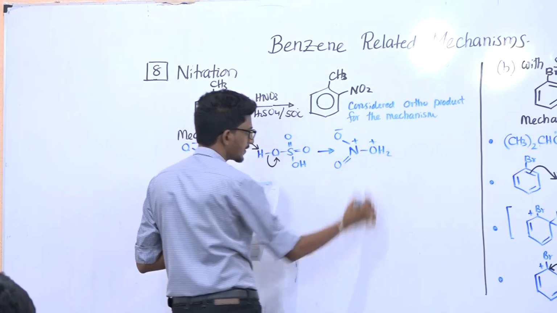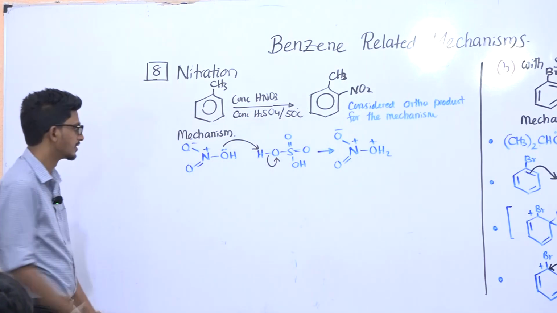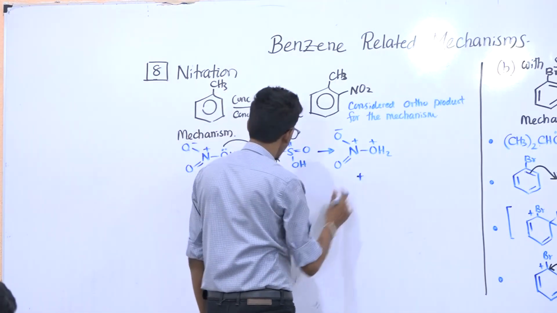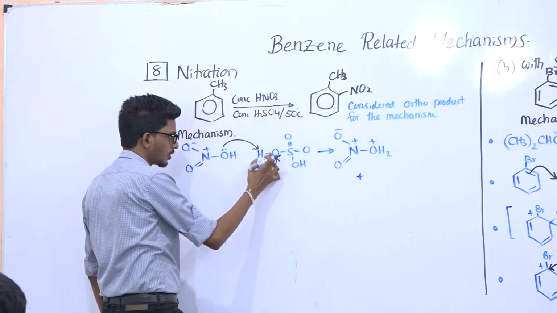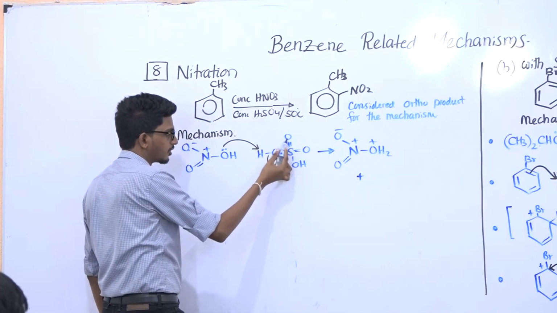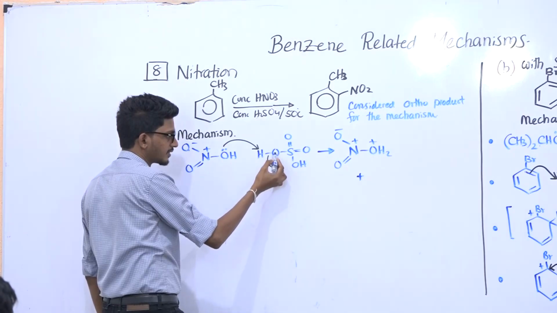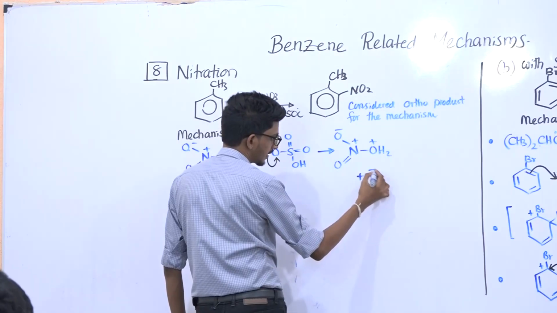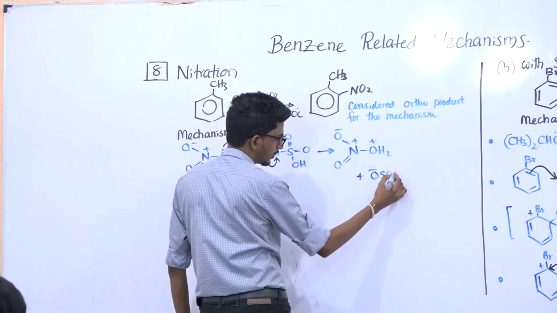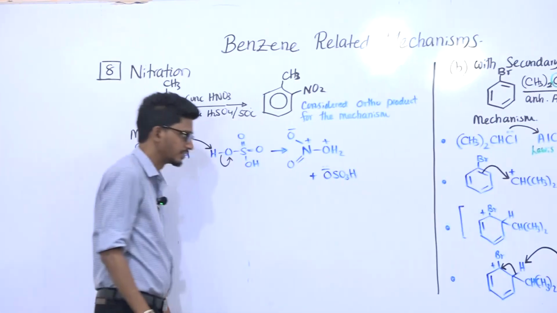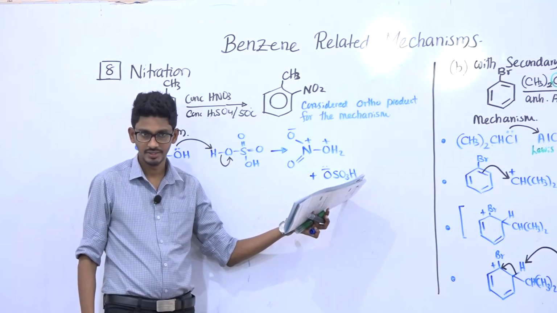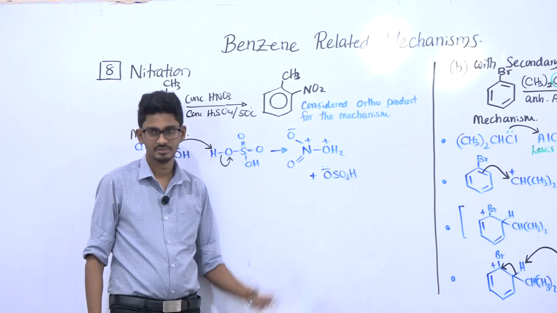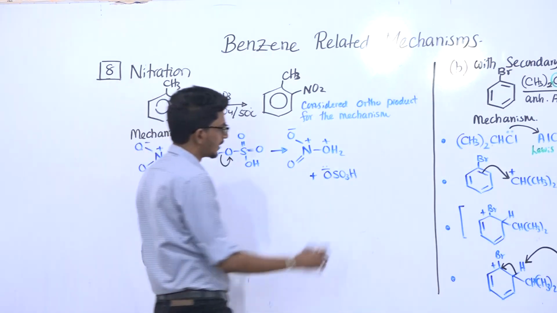OH2 plus, oxygen becomes positive, right? With this dative bond, oxygen becomes positive, and this thing becomes O minus SO3H. That is the normal form of writing it. This is just HSO4 minus, bisulfate, but normally written like this in mechanisms. So after this, what will happen?